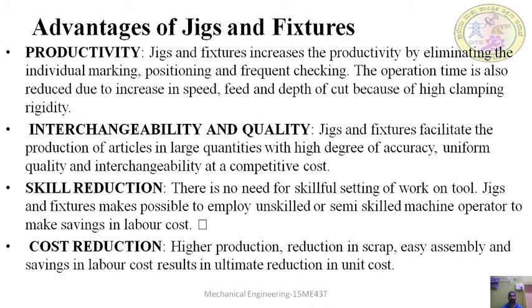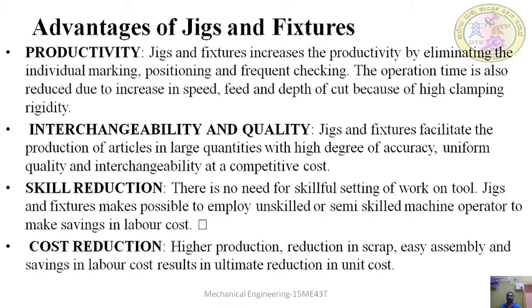production efficiency. So the operation time is also reduced due to increase in speed and depth of cut because of high clamping rigidity. Clamping is very rigid, so there is no need of giving less speed in order to avoid vibration, because the jigs and fixtures are firmly holding the workpiece, so you can easily give the cutting speed, feed and depth of cut as required. So that will increase the production, and reduce the production time and operation time.